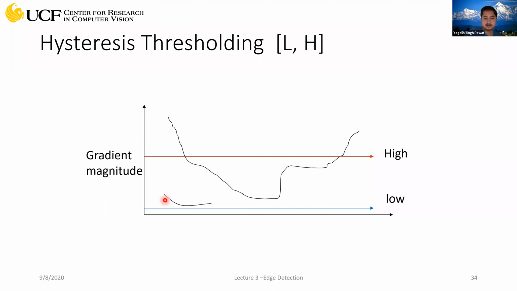Now let's consider this particular edge. In this one, all of these pixel locations are below high, but above low. So still they will be ignored because none of the connected pixels to this edge are clearing this particular threshold. Okay, so that's two levels of thresholding, which is called hysteresis.